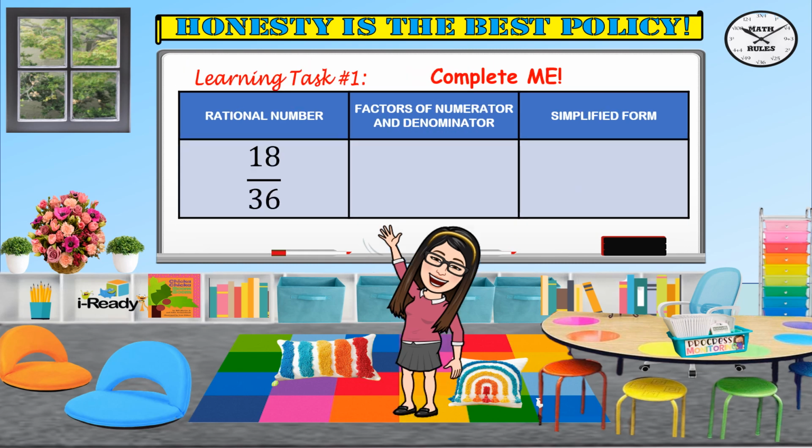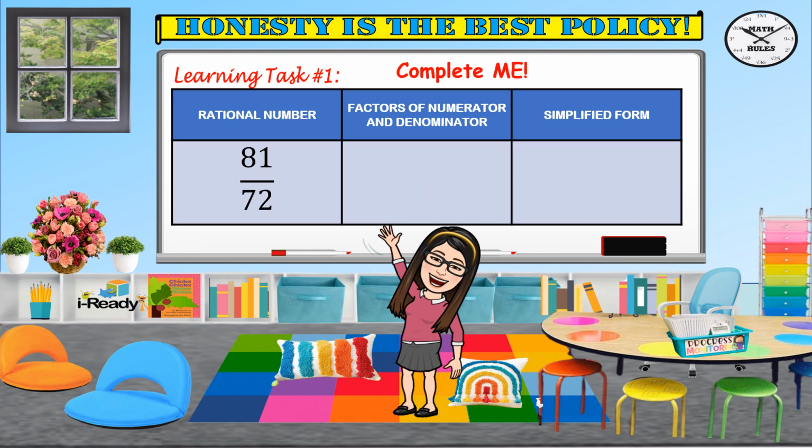Okay, so we need to find the simplified form of 18 over 36. So giving the factors of 18, 2 times 9, and 36 all over 2 times 9, and just cancel the common factors, and that is 2 and 9. So the simplified form of 18 over 36 is 1/2.